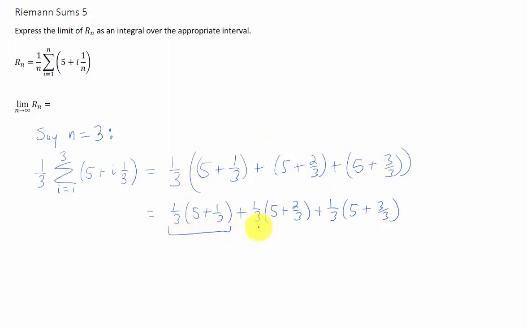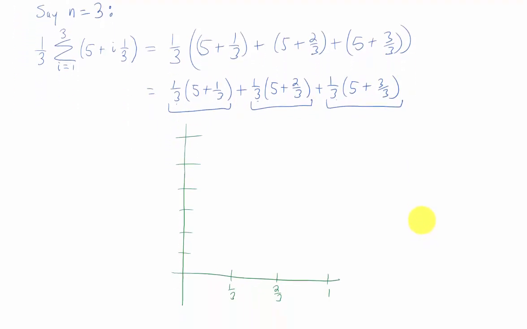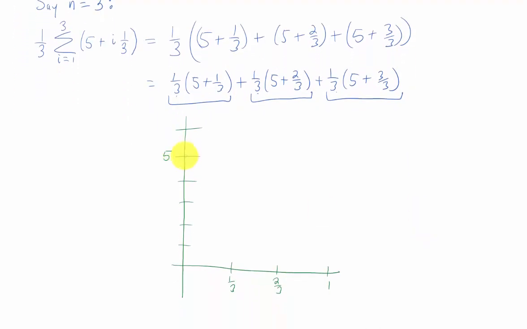And each one of these three terms is going to represent the area of a rectangle. The width of each one of these rectangles appears to be 1/3. And the height of these rectangles seems to be starting at 5 and increasing by 1/3 each time. So if I was going to draw a picture of this situation, it looks to me like we have some function starting at 5 and ending at 6. So maybe something like that.